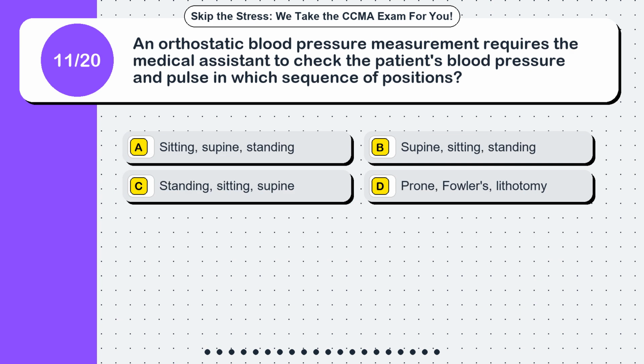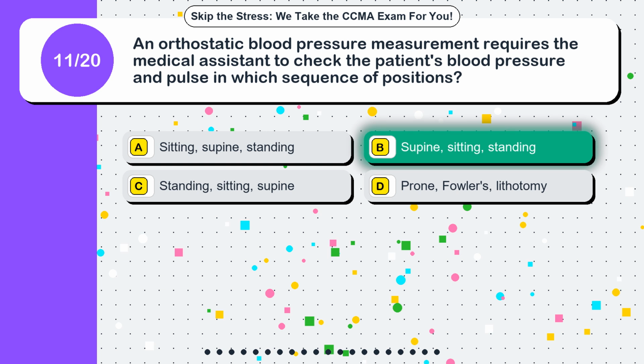Question 11. An orthostatic blood pressure measurement requires the medical assistant to check the patient's blood pressure and pulse in which sequence of positions? Option A. Sitting, supine, standing. Option B. Supine, sitting, standing. Option C. Standing, sitting, supine. Option D. Prone, Fowler's, lithotomy. The correct answer is option B. Supine, sitting, standing.